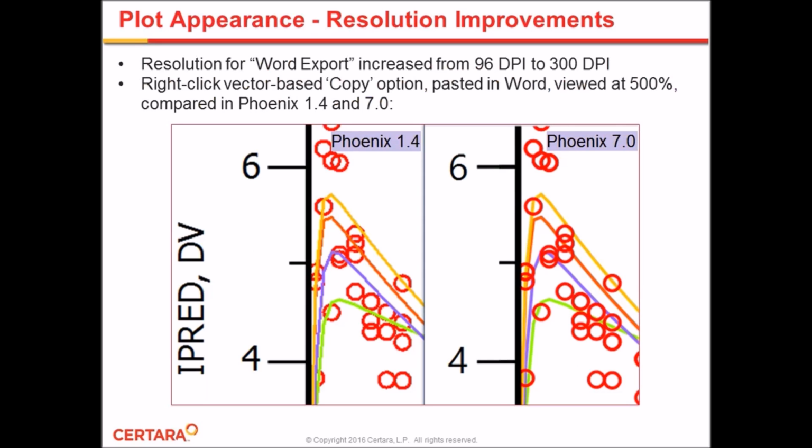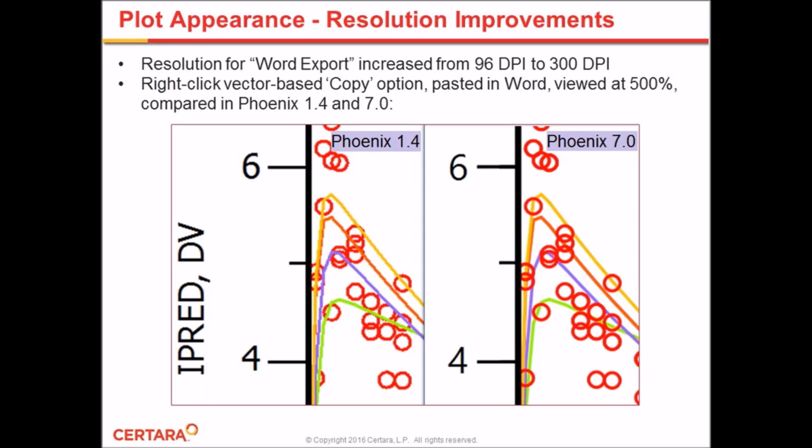Another example of the improvement in resolution is in Word export, where we've increased the exported plots from 96 dpi to 300 dpi, and that always occurs. You don't need to do anything to get that benefit.